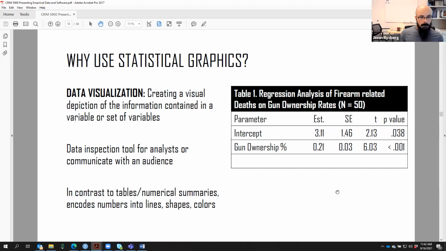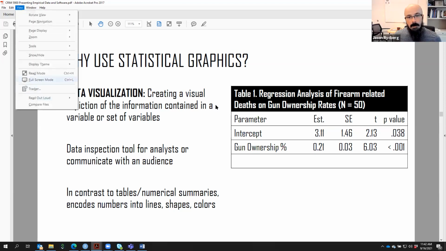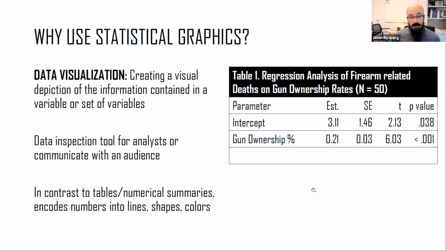summary statistics, descriptive statistics in a table. So for instance, right here is a table that is displaying the results of a regression analysis, which we'll talk about later in the semester. It's looking at the effect of gun ownership within states, or the association of gun ownership within states, on firearm related deaths. Because I know how to read this table, it tells me that basically when gun ownership increases, the firearm death rate also increases. But if I'm just putting this in a presentation to talk to an audience, this is not super intuitive to present to some people.